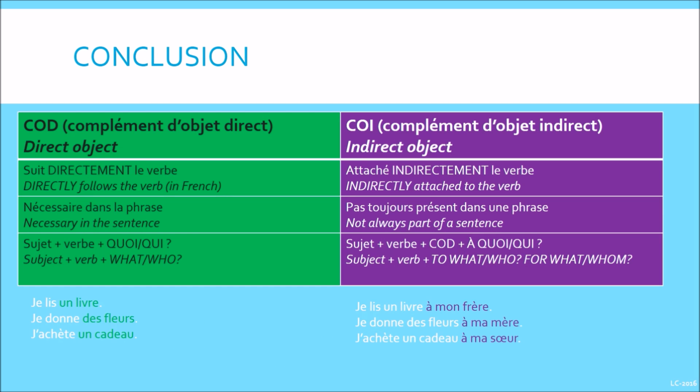Here is a little recapitulative table. Don't forget that although a direct object is necessary in the sentence, you don't always have an indirect object.